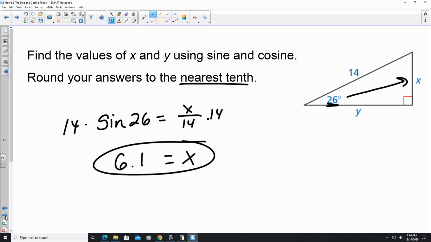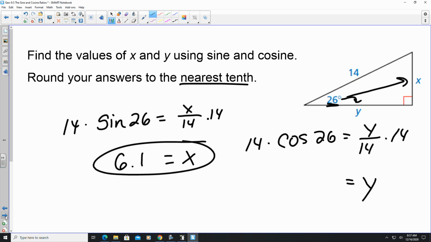All right. To find y with respect to this 26-degree angle that's adjacent, so that's going to be the cosine of 26 degrees is equal to y over 14. So again, multiply 14 to both sides. I got the cosine of 26 degrees times 14. y is going to be about 12.6, so round to the nearest tenth.